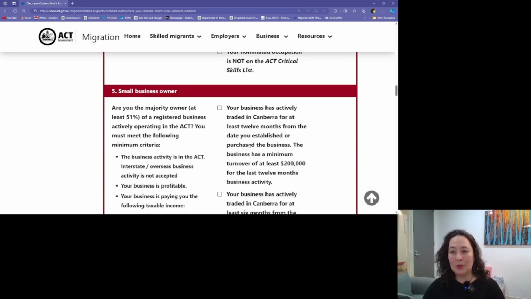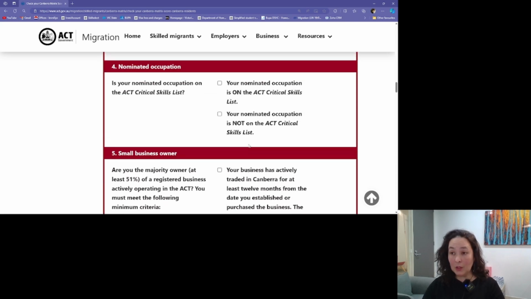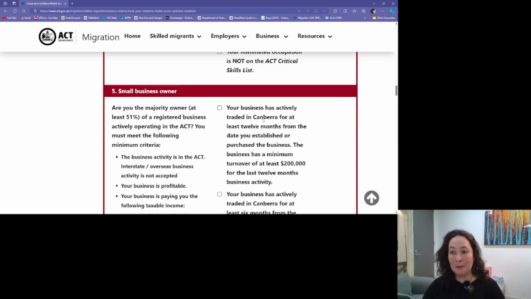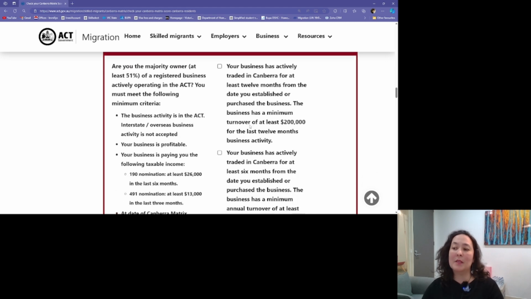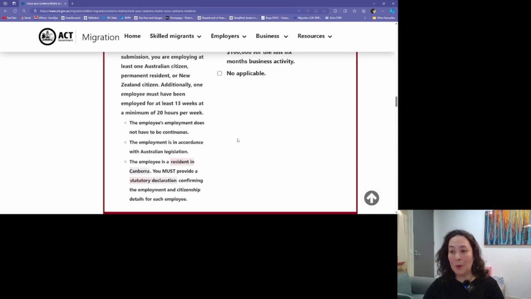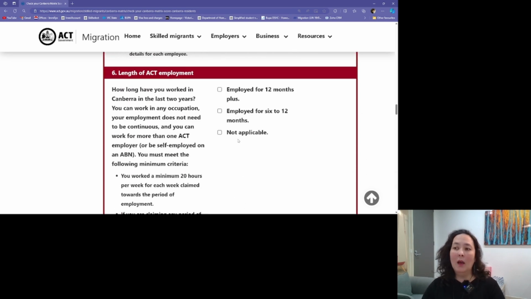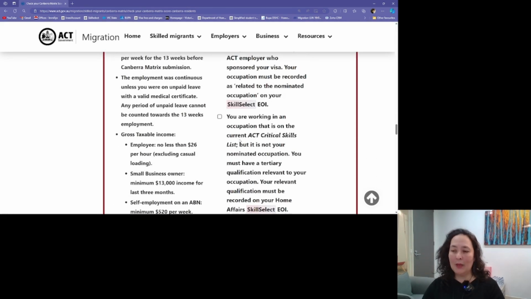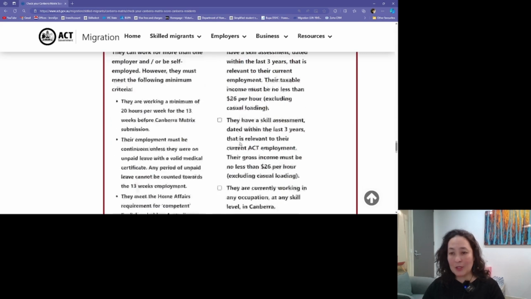They're going to ask about your nominated occupation. They're going to ask if you are claiming that you are a business owner, so you have all the requirements about the business owners. Depending on the profit you're making or the turnover, you're going to score more points in the Canberra matrix. They're going to ask about your employment in Canberra, the skill level. There's several questions in there.